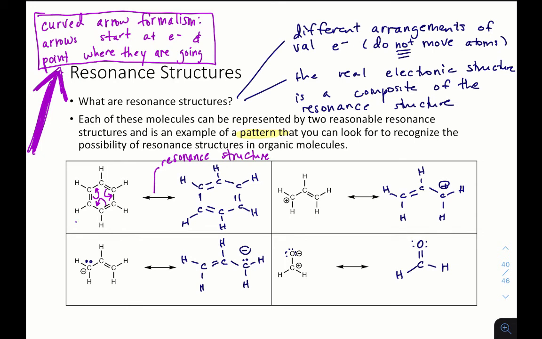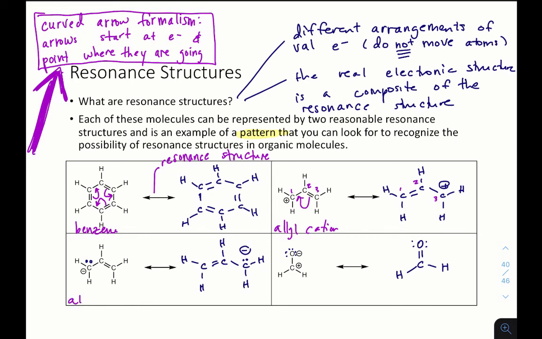In the allyl cation, that is the second molecule here, we could have drawn the double bond between these two carbons. We'll number them. We could have drawn the double bond between carbons 1 and 2 rather than between carbons 2 and 3. Why not? They're the same, right? Okay.